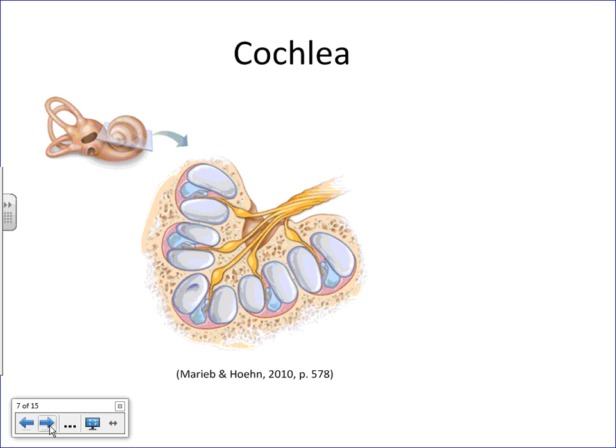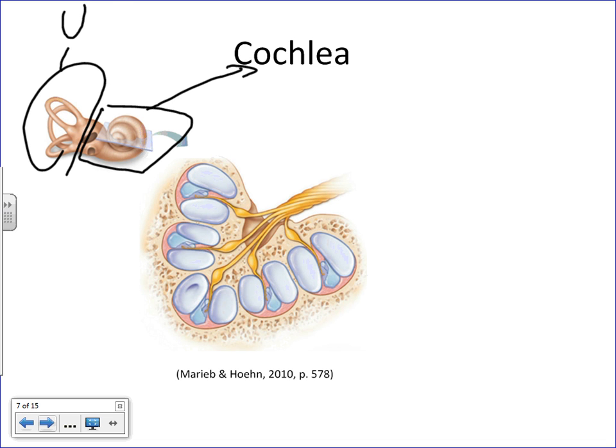Now let's talk more about the cochlea itself. This right here would be the cochlea, and this right here would be, I'm going to abbreviate this, the vestibular system. Again, as I mentioned before, the cochlea is a fluid-filled organ. That essentially is where you find the receptors for hearing, and the hearing receptors are called stereocilia. They're these little hair cells.